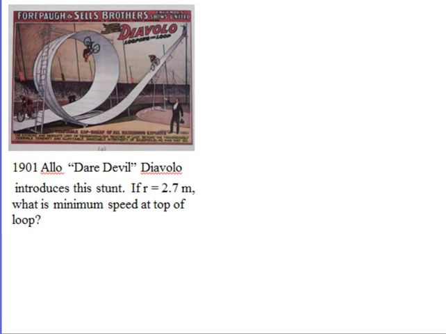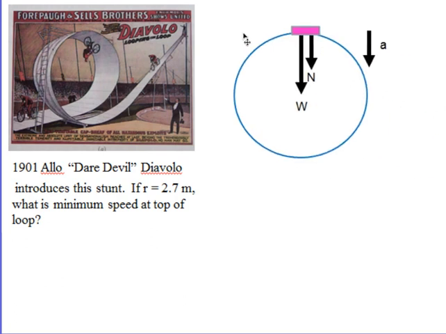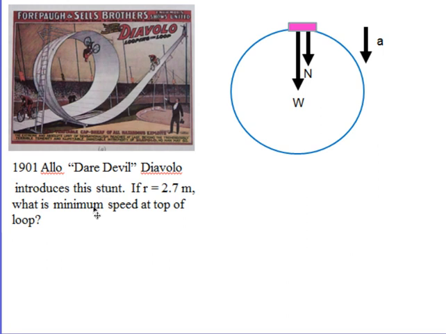But the minimum speed requires an understanding, which if you don't already have, you will gain now, and it will be invaluable to you to hang on to that as you do these problems. Here is Diavolo at the top of the loop-the-loop, and the forces acting on Diavolo are going to be weight, and at the top of the loop, the normal force from this track he's riding on will be pushing him inward as well.